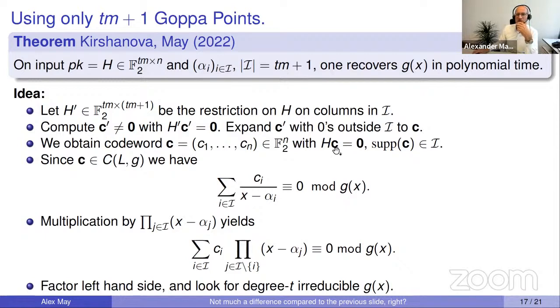So parity check matrix times c is 0. So it's really a code word, where the support of c, so what is the support? It's the positions where I have ones in c.